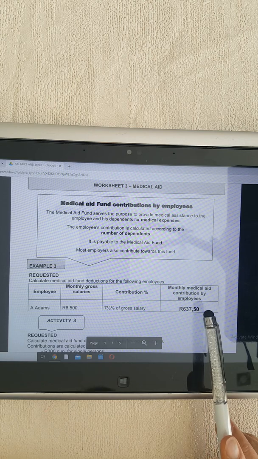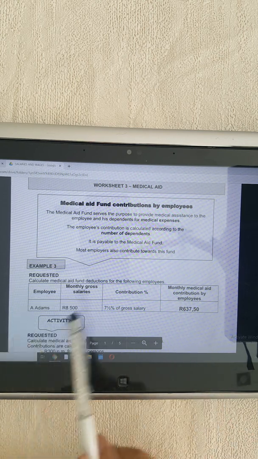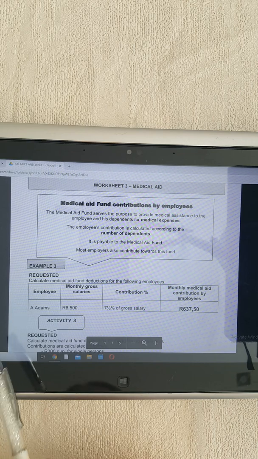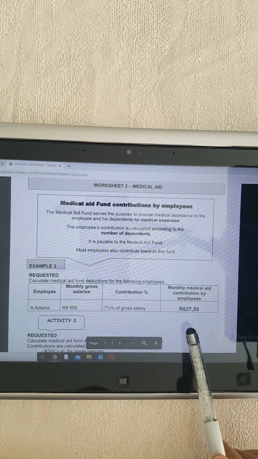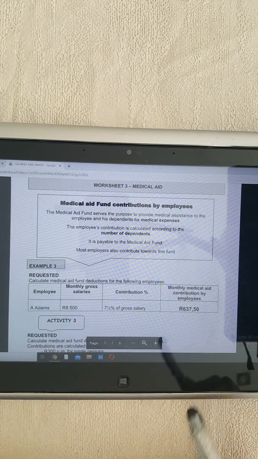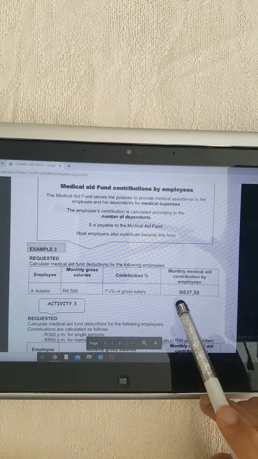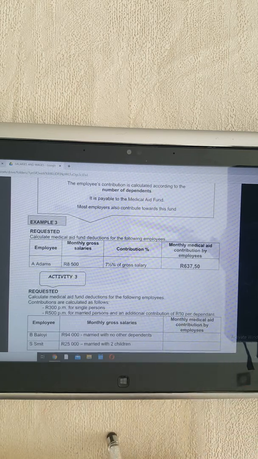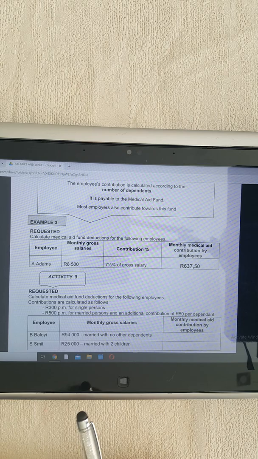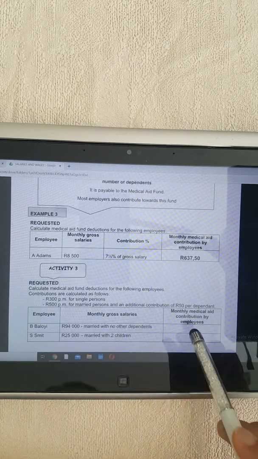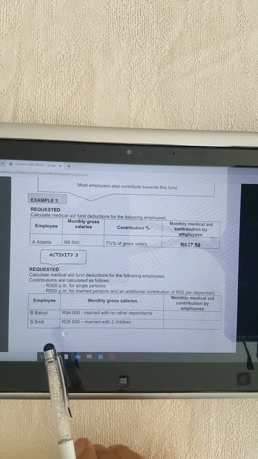So what does it actually mean? Every month he's going to get 8,500 rand gross salary, but before he gets the money, this amount is going to be deducted from there and paid over to the medical aid fund, right? Okay, so now it's requested in the activity that you calculate the medical aid fund deductions for the following employees. Contributions are calculated as follows. So this is a different method of working out a medical aid contribution.